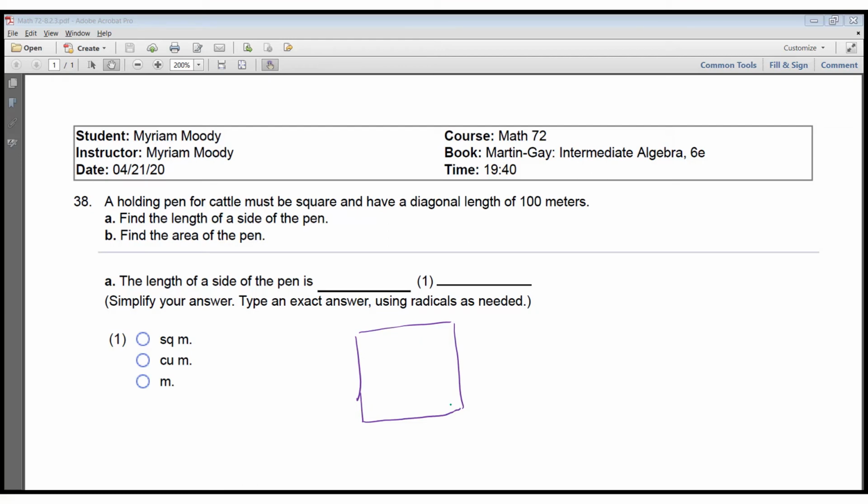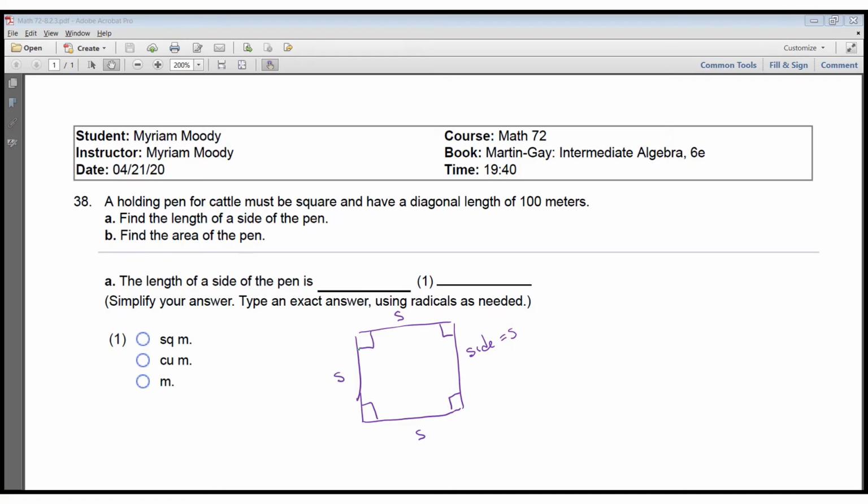Right. All 4 sides are equal. So, I'm just going to call this S. I'm going to say this side is just S, which means all of these sides have the same measurement. They're all S, right? Good, because it's a square. And all 4 corners are right angles, aren't they? Because it's a square. Agreed?